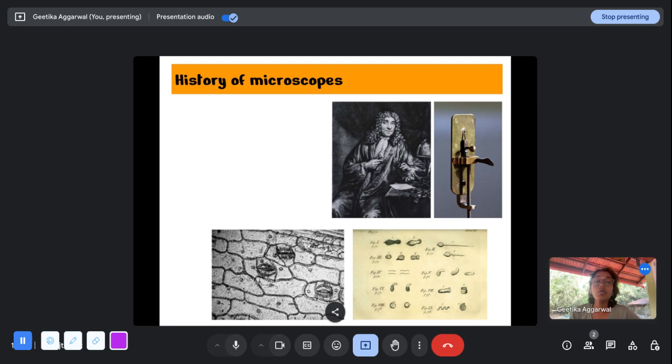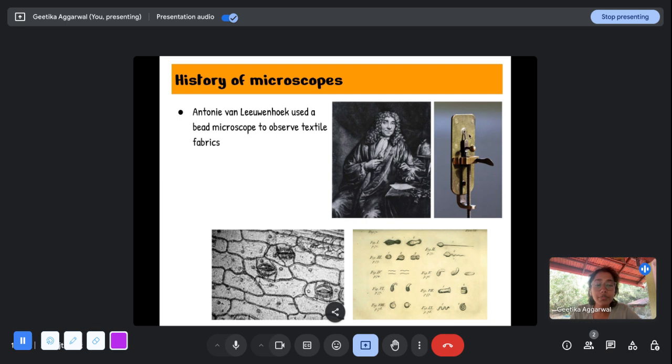Now, looking further, there is Anton van Leeuwenhoek, as you can see in this image, and he used a bead microscope to observe textile fabrics. He was mostly into textiles, and he had a business of fabrics. And you can look at this, at that time, this was the bead microscope.